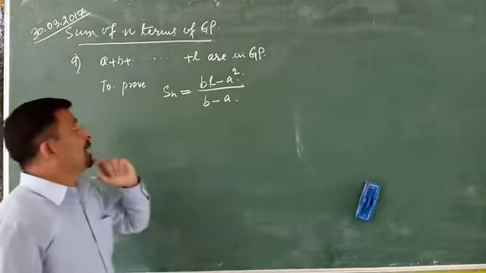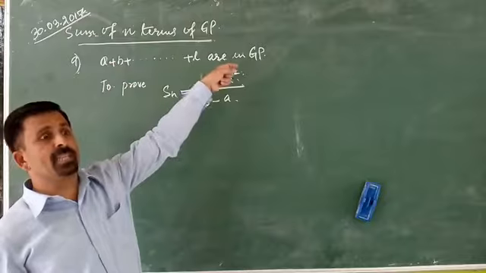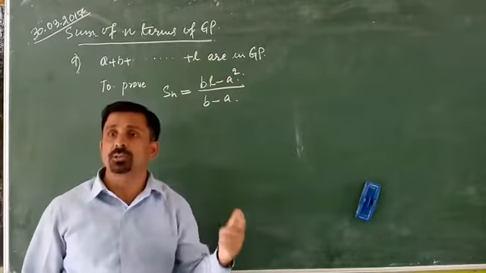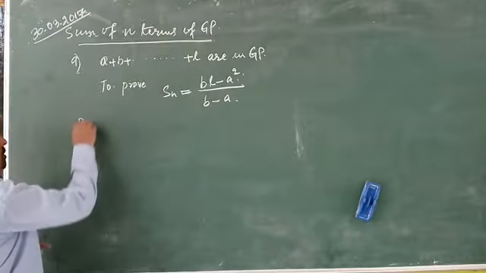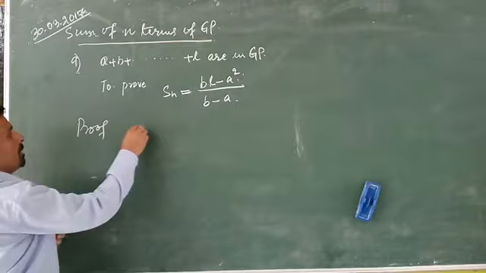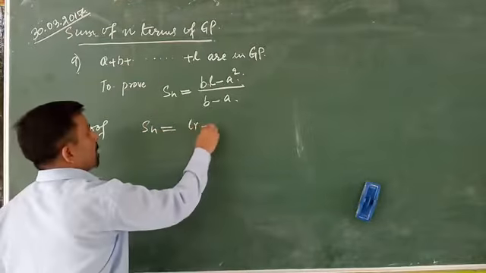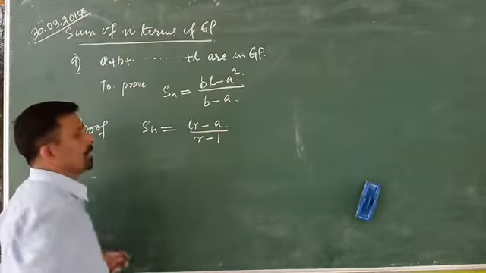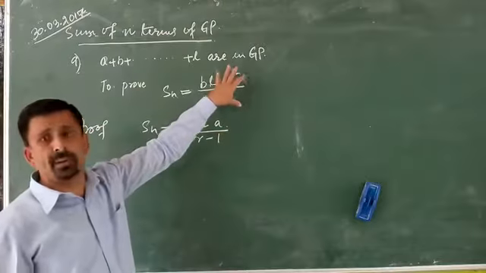So, now when we begin the question, we look at the GP, and because the last term is given, we will go for formula number 2. That formula is Sn is equal to (Lr minus A) over (r minus 1). So, using this formula, we will be able to prove the given statement.